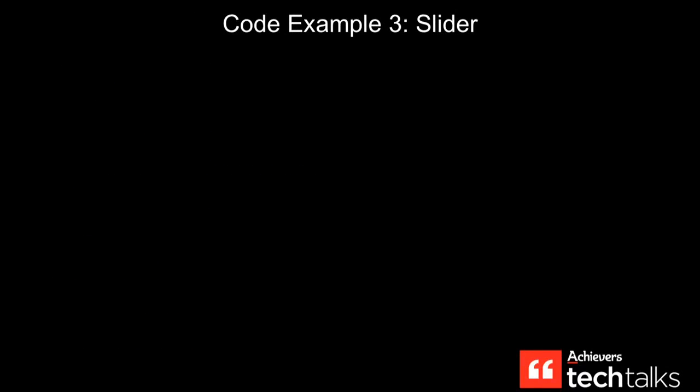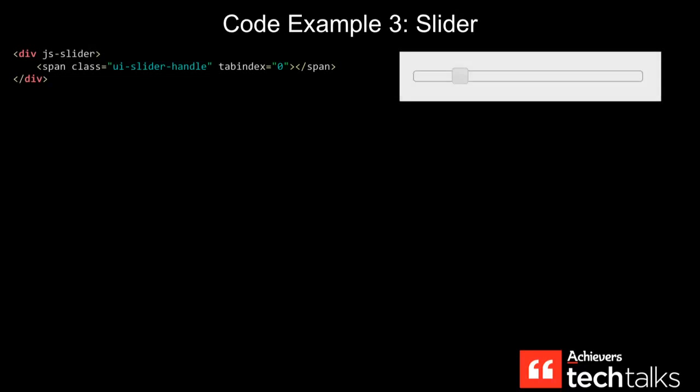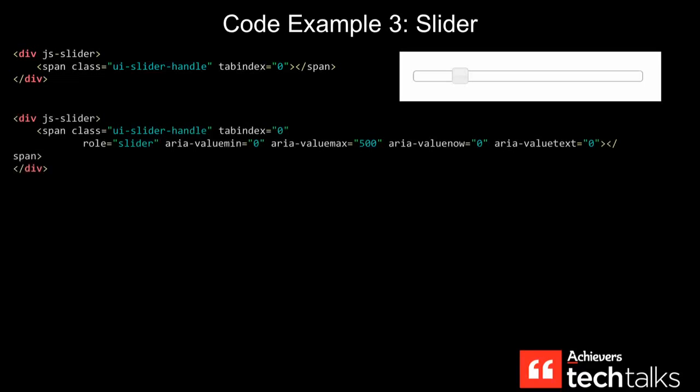All right, so the third example was the slider. Now, consider, all you got is two divs, the wrapping outside one, and the handle, as you can see there. Now, this is the same piece of code that I've made accessible. There's a lot more information in the form of attributes here. You got the role, slider, aria-valuemin, aria-valuemax, aria-valuenow, aria-valuetext. I'm going to show you the example one more time. And you can see, as I move the slider, those attributes get updated.